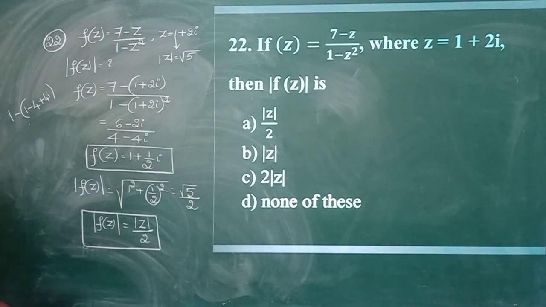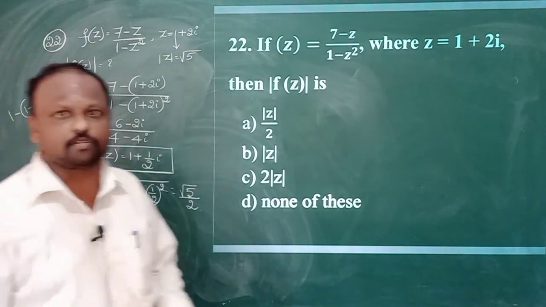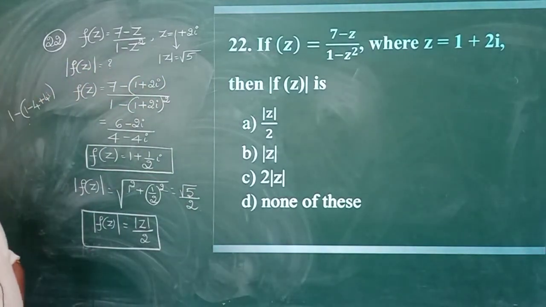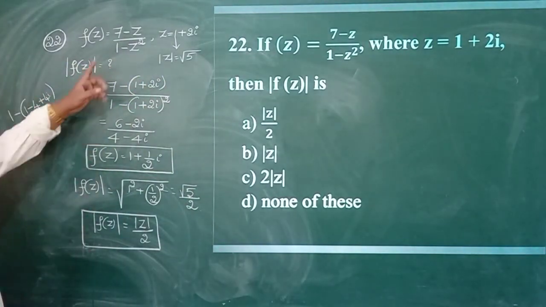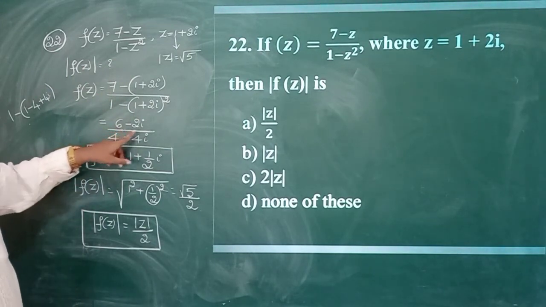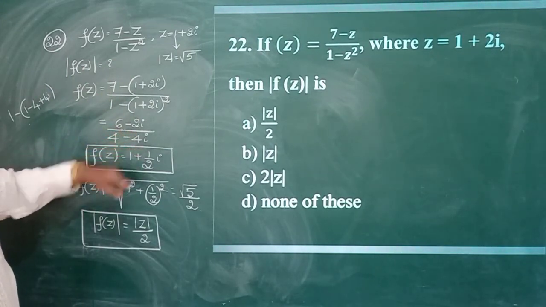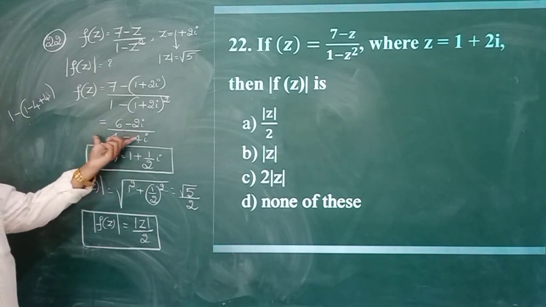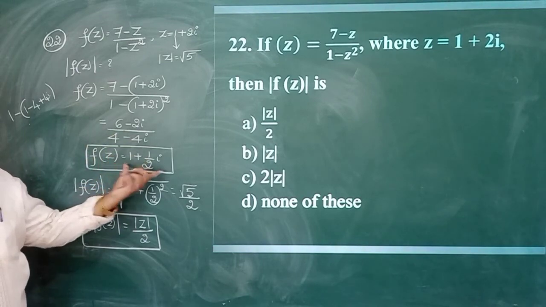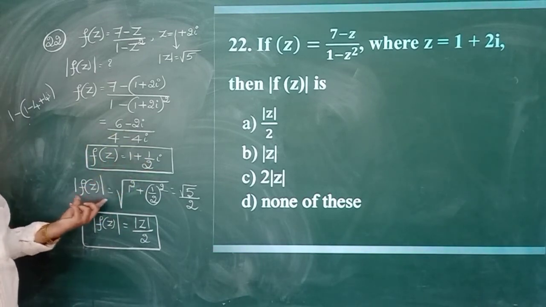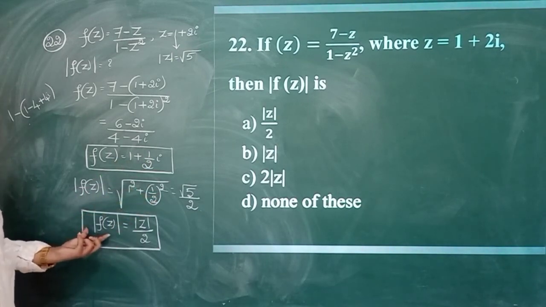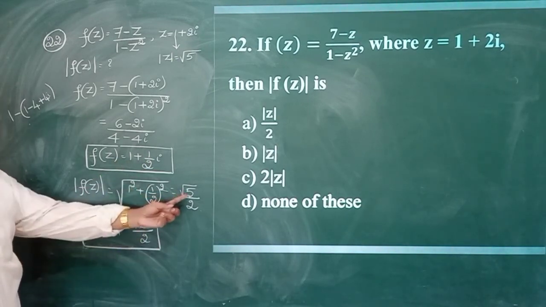I will repeat once again. They have given f of z is equal to 7 minus z divided by 1 minus z square. You should find f of z, substitute z value, simplify, you will get f of z is equal to 6 minus 2i divided by 4 minus 4i. You take the conjugate and divide and multiply, you will get 1 plus 1 by 2i. Modulus of f of z, root of 1 square plus 1 by 2 square. Modulus of f of z is, this root 5 is what?